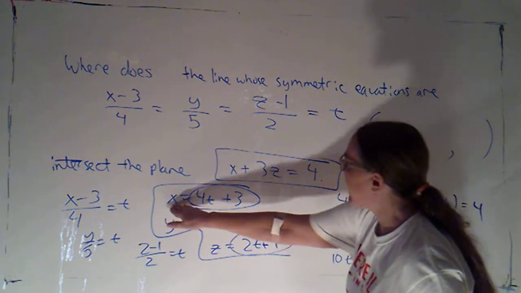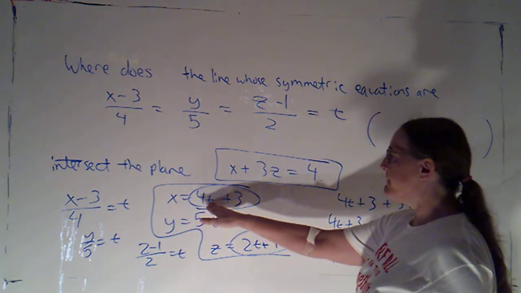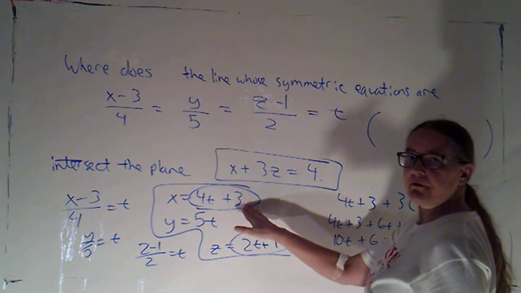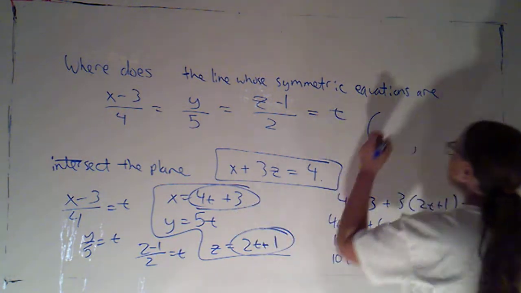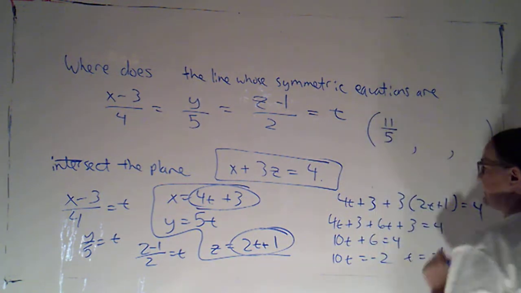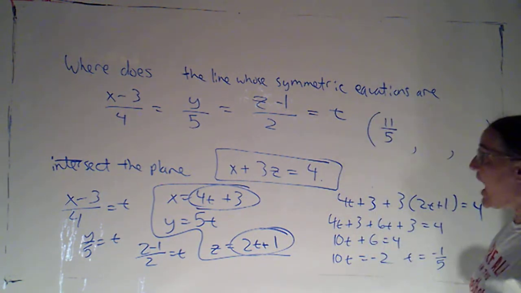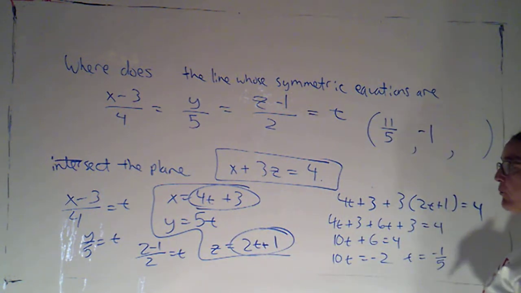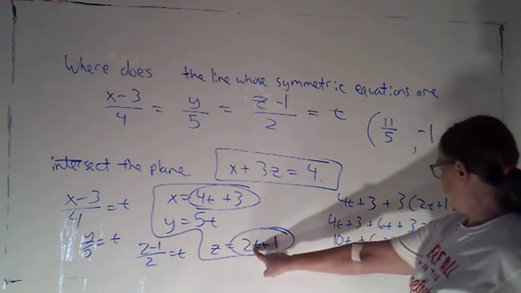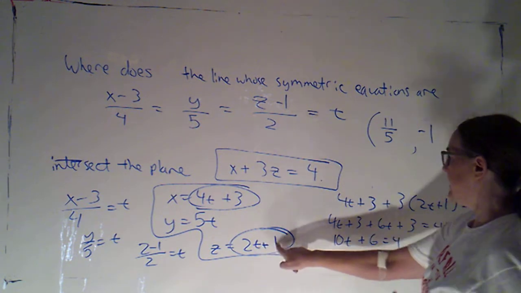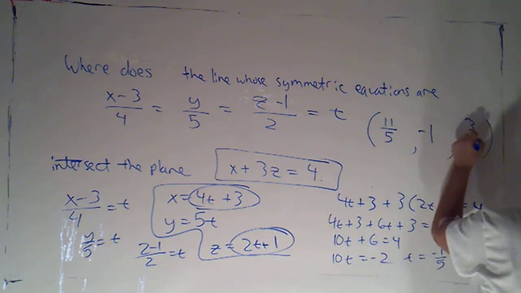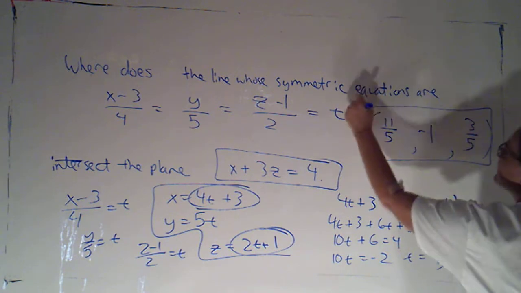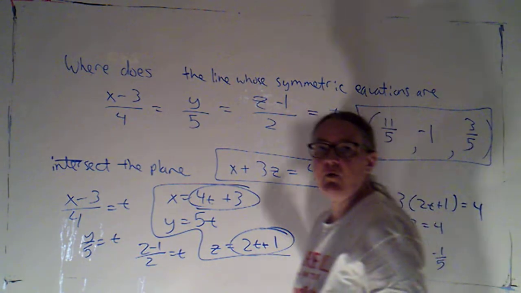So my x value will become negative 4/5 plus 3, which would be 15/5. So that's going to be 11/5. My y value is 5 times negative 1/5, so that's just negative 1. And my z value is going to be negative 2/5 plus 5/5 would be 3/5. So that's the answer to that equation.